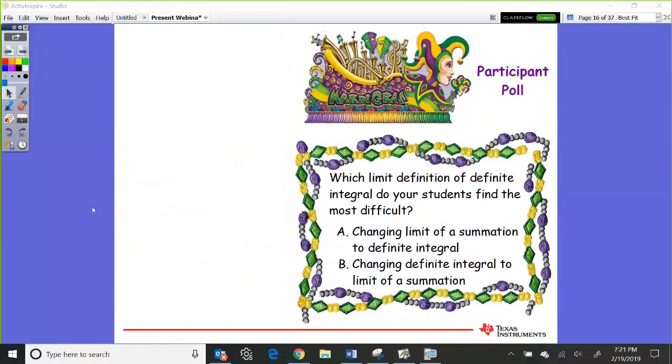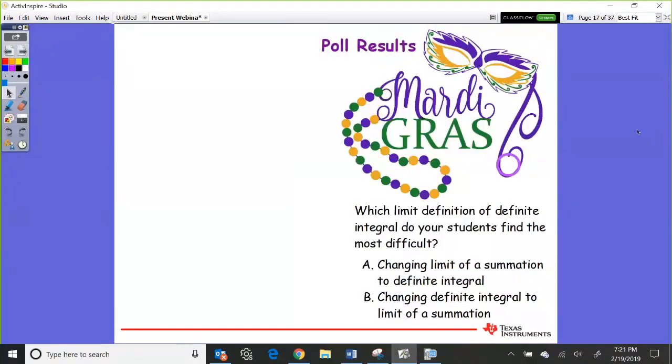So we've got the poll up. It's only going to be there for about 30 seconds. And then Mike's going to give us some results. And then I'll put a few more problems on the handout based on your feedback. All right, Mike, what kind of results do we have here?